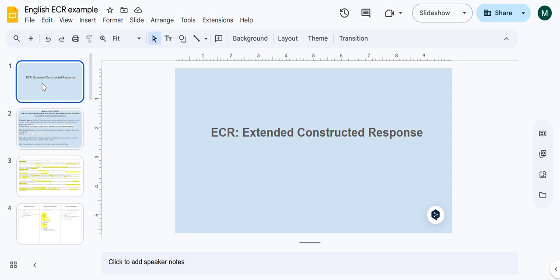Demonstrate what I used with my students last year to teach them, or guide them, how to write an ECR, or an extended constructive response. I used the graphic organizer that was provided to us from the math department, and I kind of modified it to meet the needs of my students. And I'll show you that graphic organizer in this slideshow.